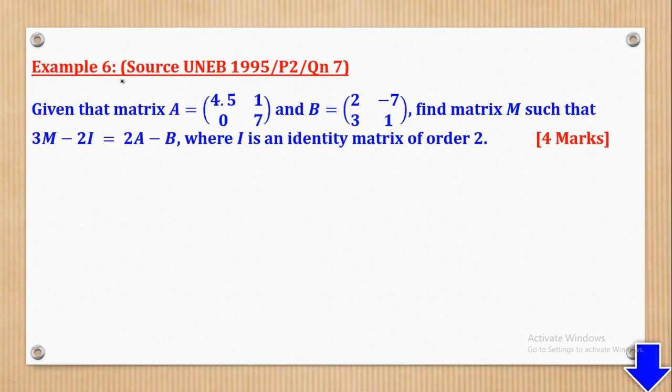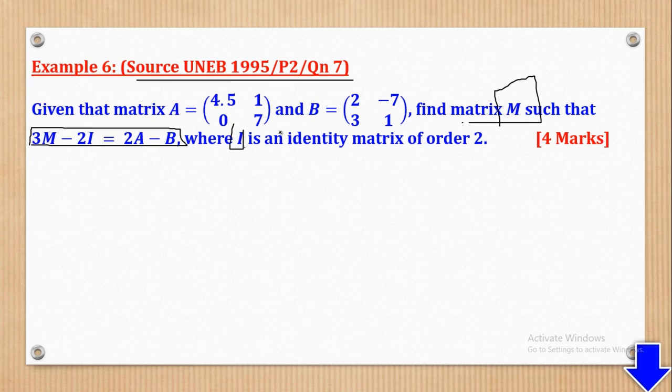Now we shall go to example 6. Example 6 came from UNEB 1995, paper 2, question 7, and says, given that matrix A is a 2 by 2 matrix of 4, 5, 1, 0, 7, and B is a 2 by 2 matrix of 2, negative 7, 3, 1, find matrix M such that 3M minus 2I equals 2A minus B, where I is an identity matrix of order 2.